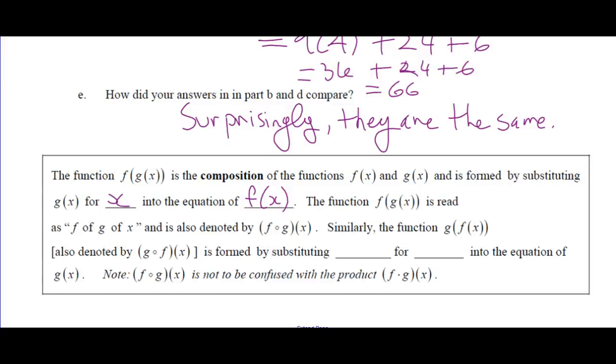Similarly, the function g of x, also denoted by, so how would we read this? Gof, right? Like the art teacher, except not spelled the same. This is where you could say, hey, Mr. Gof. Composition of functions is formed by substituting what? You're going to substitute f of x for x into the equation g of x. Note, fog and gof are not to be confused with the product. If you say fog, you're not going to say multiply, hopefully. It's composition. It's f of g of x.